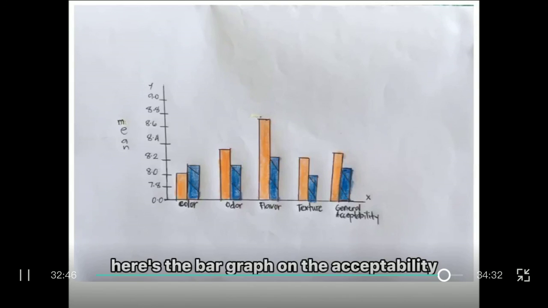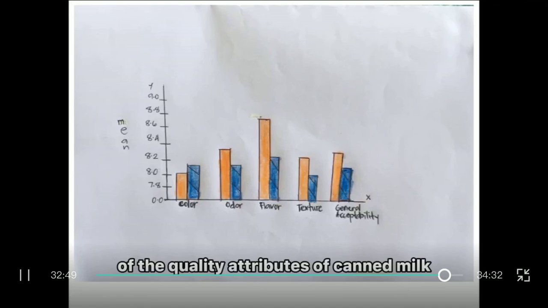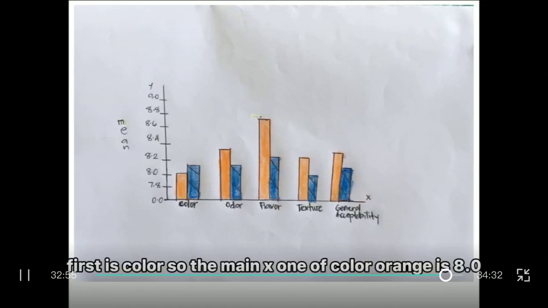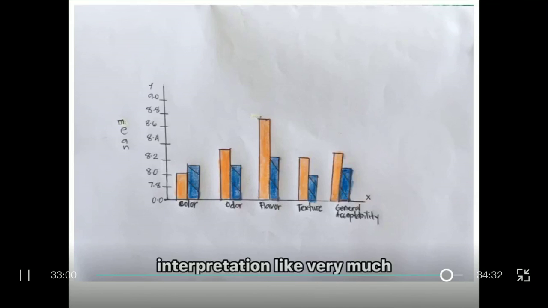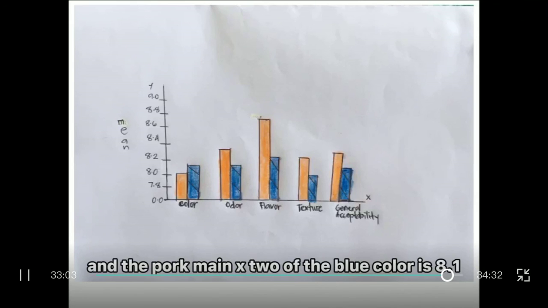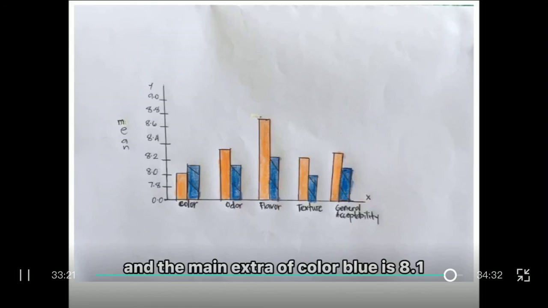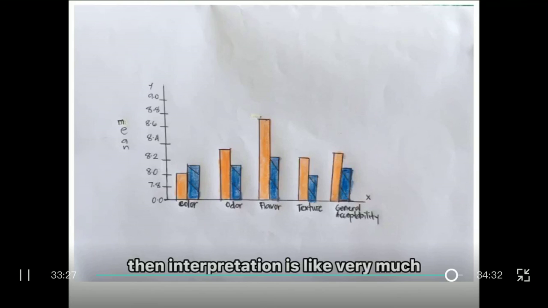Here's the bar graph on the acceptability of the quality attributes of canned milk fish bones and pork luncheon meat. Quality attributes, first is color. The mean X1 of color orange is 8.0, interpretation like very much, and the pork mean X2 of the blue color is 8.1, interpretation like very much. Second, odor, color orange mean 8.3, interpretation like very much, and the mean X2 of color blue is 8.1, interpretation like very much.